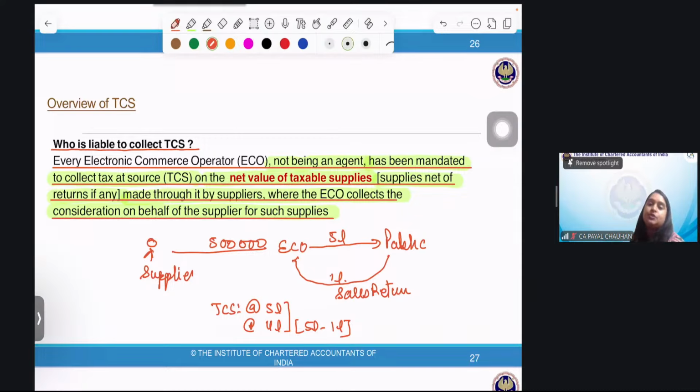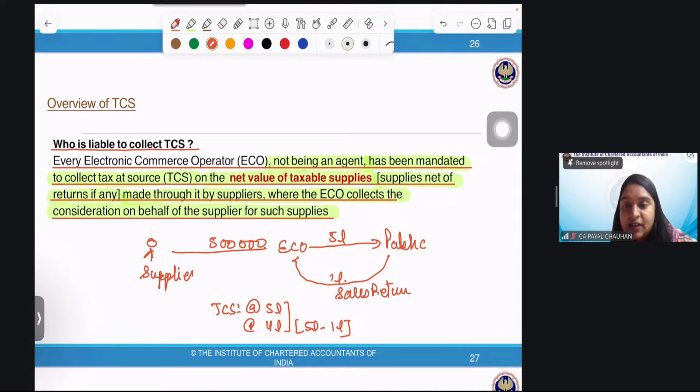Did you people understand the paragraph? See, I have made it very clear. If the public is paying directly to the supplier, no TCS. It is very important that the public pays to me and I will pay it to the supplier.